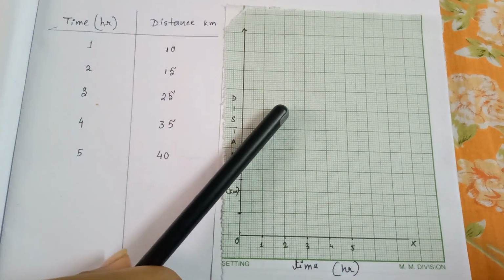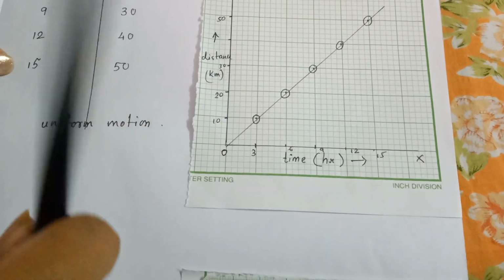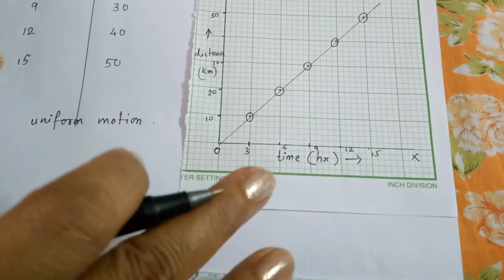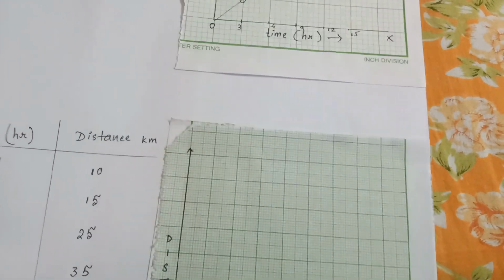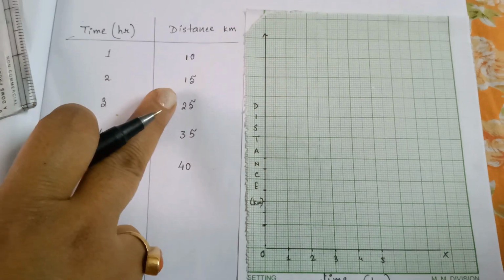So taking another example, children, before that just take a look at the graph paper. This is 1 millimeter graph paper. Previously we have used this graph paper. This is inch graph paper. I am taking both the two just to show you. You can take any one out of this. So this is another example where time is given in hour, distance in kilometer.